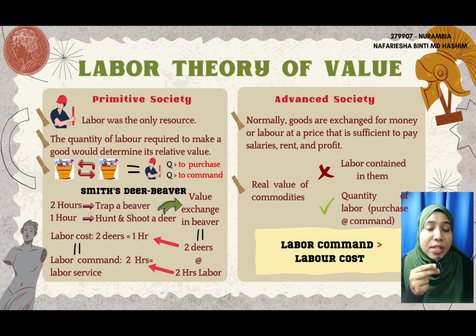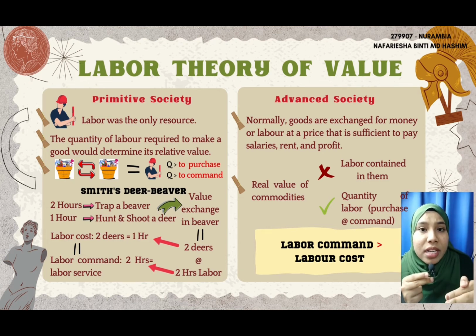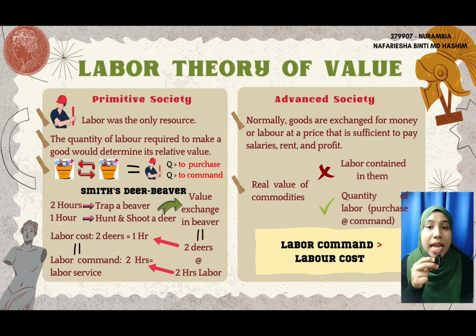So let's take a look at Smith's deer and beaver example. Suppose it takes 2 hours to trap a beaver and 1 hour to hunt and shoot a deer. So the value in exchange of a beaver equals 2 deer or 2 hours of labor. This is because the first one shows that each deer requires only 1 hour of labor to harvest. Meanwhile, in the second one, a person could use the beaver to command 2 hours of labor service. So, in primitive society, labor cost is equal to labor command.